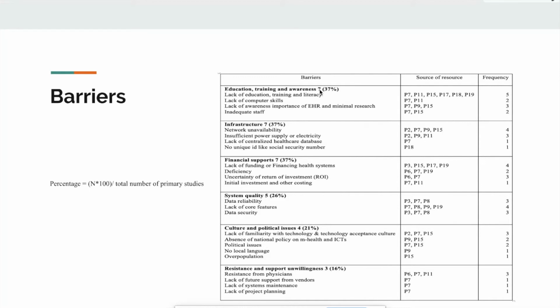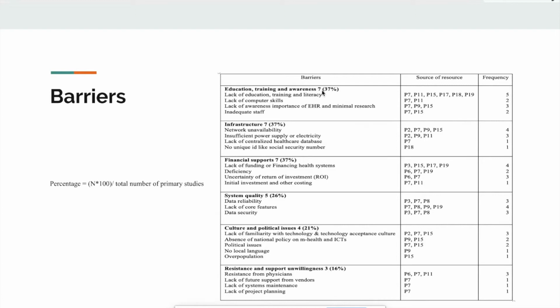So you may have one question: what does this number mean? This number means how many studies talked about this category. For example, 7 out of 19 primary studies have talked about this category, like this category is hampering healthcare information system implementation in developing countries.